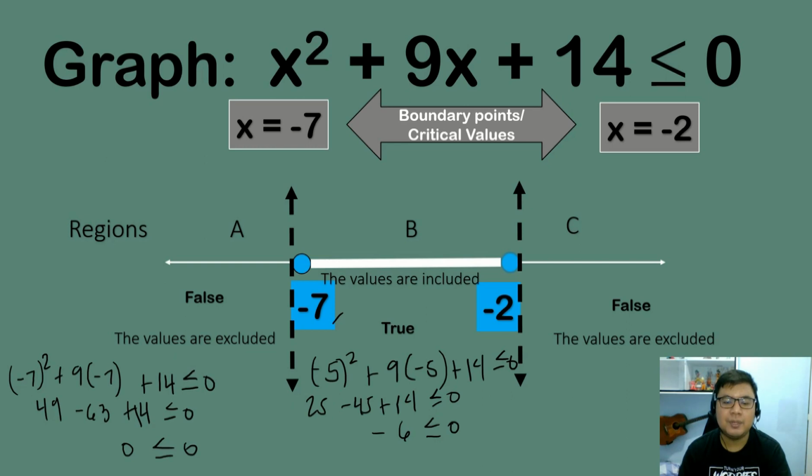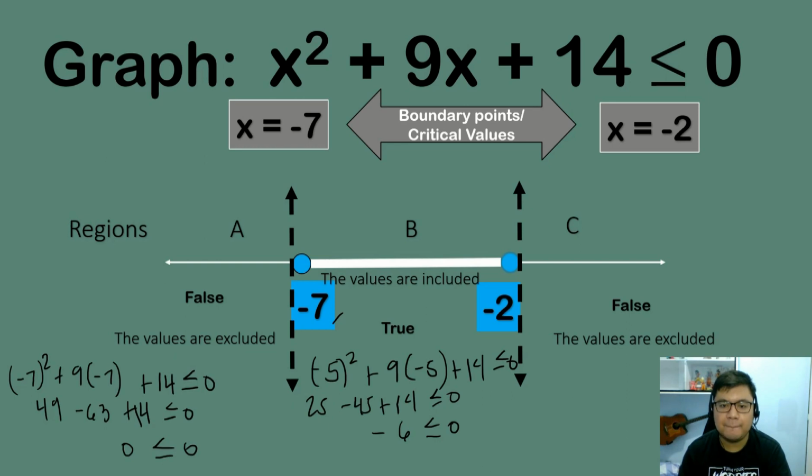So therefore, itong mga values nga na to, yung negative 7, negative 6, negative 5, negative 4, negative 3, negative 2, yun yung mga solution set natin. At yung mga numbers na naandito, yung negative 1, 0, 1, 2, 3, 4, 5, 6, 7, and so on, at yung negative 8, negative 9, negative 10, negative 11, to the negative infinity, hindi siya kasama sa ating solution set. So try lang tayo ng isa.